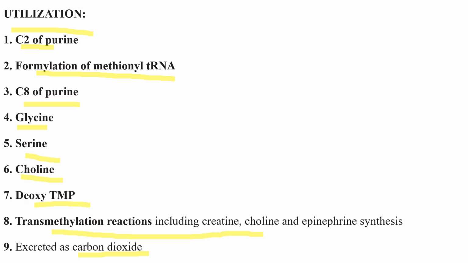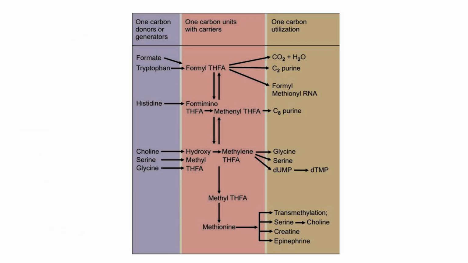So it is all about the one carbon group generation, deficiency and the utilization. So one carbon donors are formate, tryptophan, histidine, glycine, serine, and choline, and they are carried by the THFA in different forms like formyl THFA, methenyl THFA, methylene THFA, and methyl THFA. Then they are utilized as carbon dioxide, carbon number 2 of purine, carbon number 8 of purine, glycine in the glycine, serine metabolism, and also in the transmethylation of serine, creatine, and epinephrine. So that's all about the one carbon metabolism.